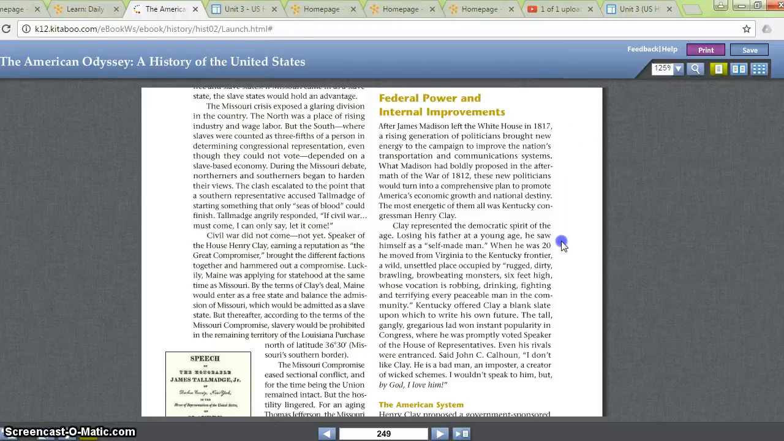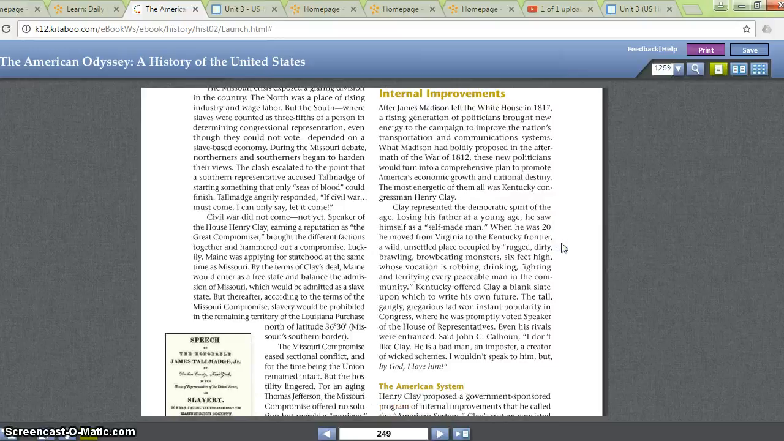Clay represented the democratic spirit of the age. Losing his father at a young age, he saw himself as a self-made man. When he was 20, he moved from Virginia to the Kentucky frontier, a wild, unsettled place occupied by rugged, dirty, brawling, browbeating monsters 6 feet high, whose vocation is robbing, drinking, fighting, and terrifying every peaceful man in the community. Kentucky offered Clay a blank slate upon which to write his own future.